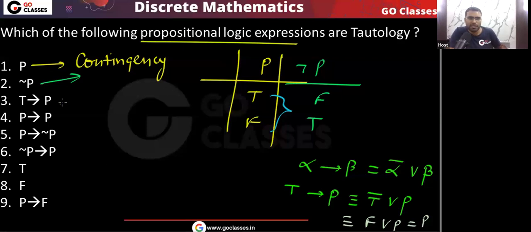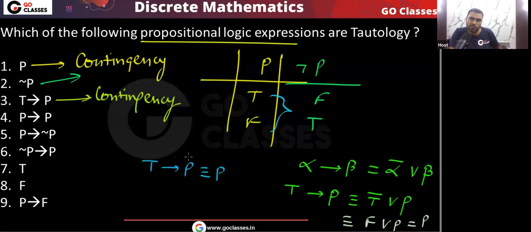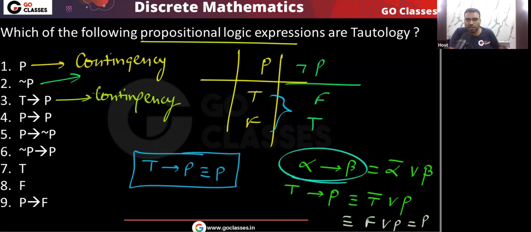So finally, I can say that this is a contingency, because this is the same as P. You can see true implies P is the same as P. This is the proof, because alpha implies beta is the same as alpha bar or beta. T implies P is the same as T bar or P. T bar is false. False or P is P. So very simple.